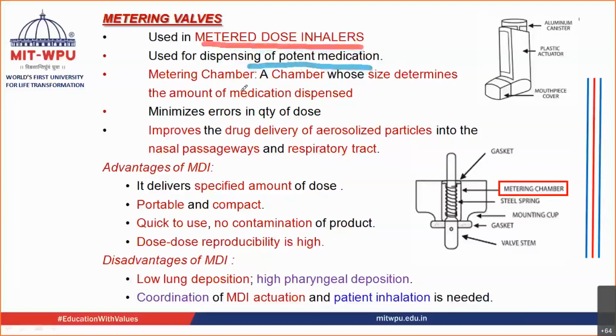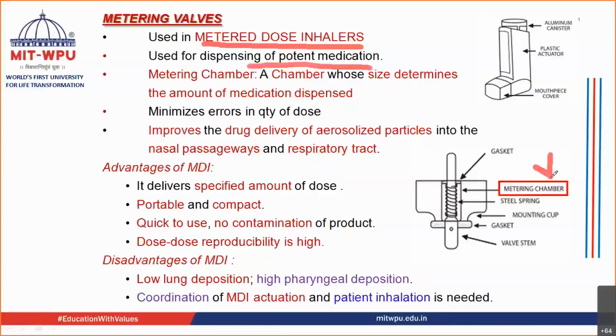Now this metering wall consists of all the components which are similar to your normal wall, right? So it also consists of an actuator. It also consists of a gasket system which is present below as well as on the top. It also consists of your steel spring. It also consists of a mounting clamp. So all the parts that are present in your normal continuous spray wall are present over here. Apart from that, it consists of a unique chamber that is known as the metering chamber.